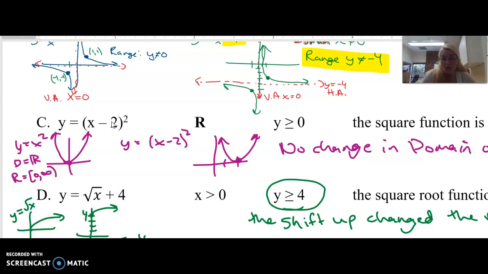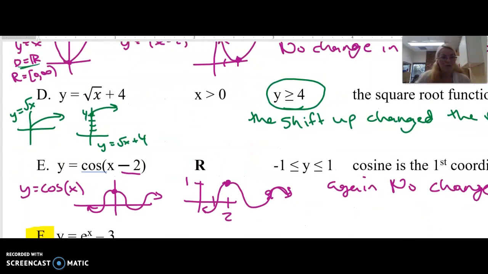When I do minus 2 here, kind of like what I did before, that's going to, again, shift my whole graph over 2. But what do you notice? There is no change in the domain, right? The domain is still all real numbers because it was all real numbers to begin with. So shifting it over doesn't change the domain, right? And the range stays the same because shifting the x values does nothing to affect the y values.